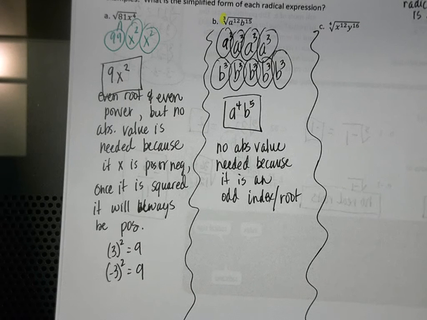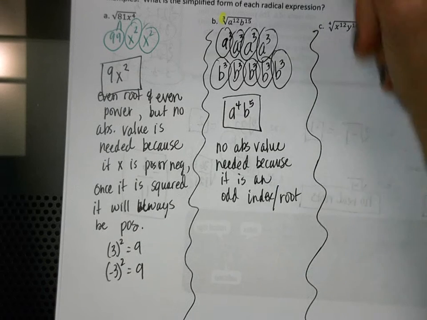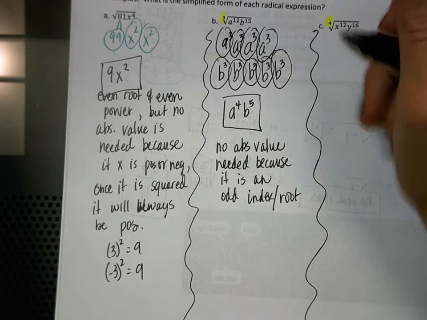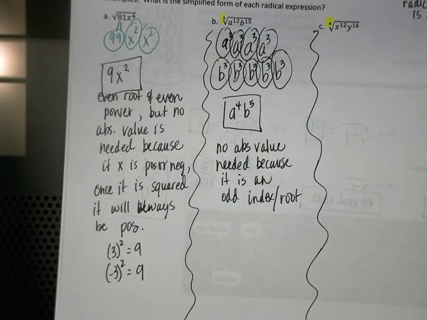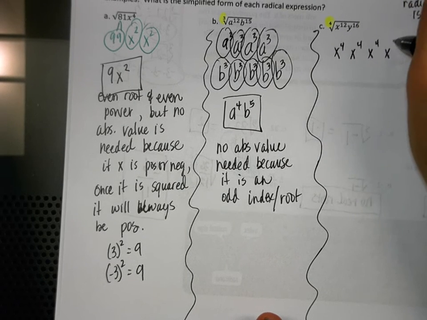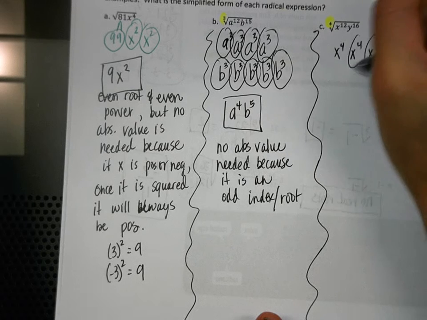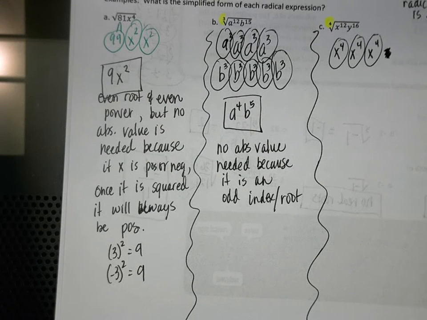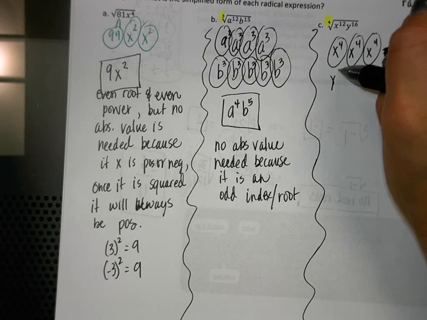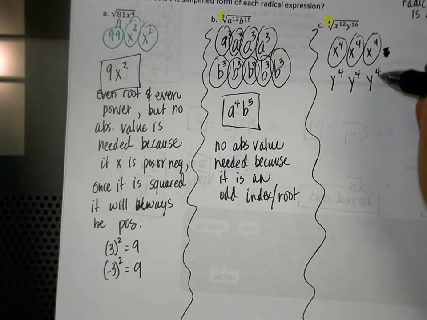All right, so this next one has an even index. So we have to think about absolute values on this one, okay? X to the 12th, how am I going to write my groups? How many groups will I end up having? 3. So I'm just going to write this out. We have x to the 4th, x to the 4th, x to the 4th. Each of these groups needs 4 of them because my index is 4, right? And then the y, we have y to the 4th, and I'll end up with 4 of those, because 4 times 4 makes 16.